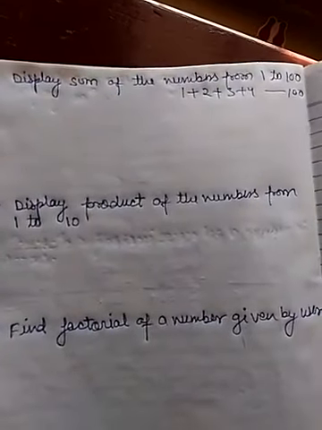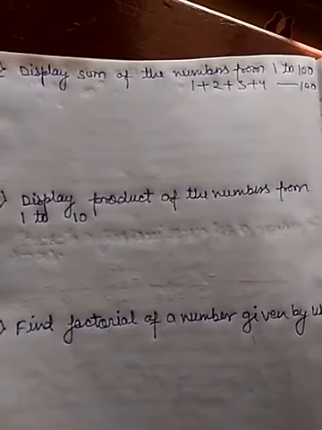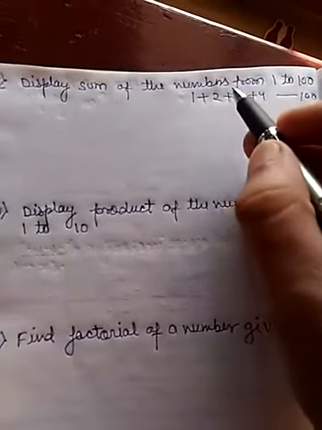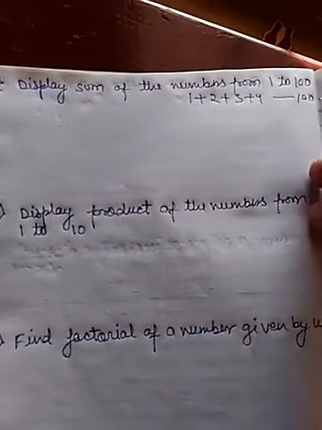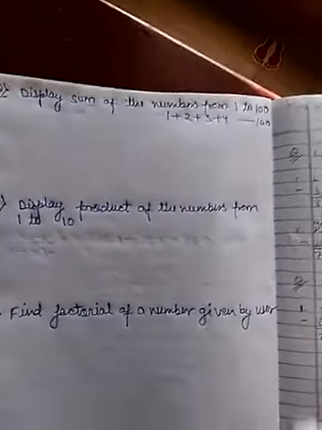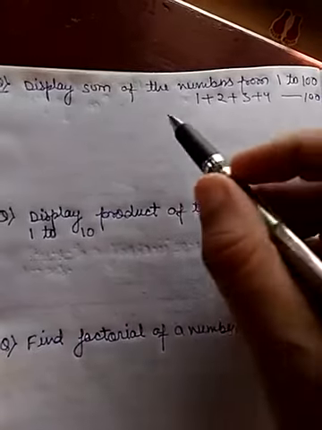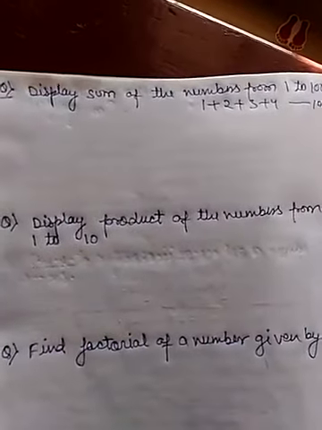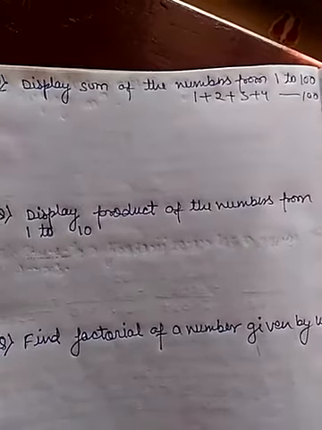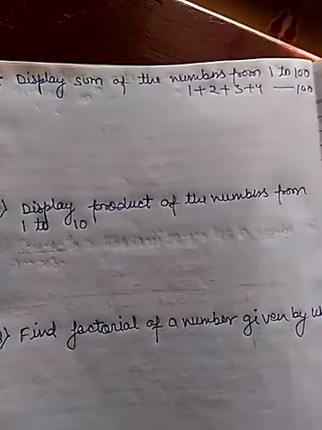Display the sum of the numbers from 1 to 100. Means in this question we are going to perform the sum of 1 plus 2 plus 3 plus 4 till 100. So let's begin, how we can do this. After seeing this question, first we need to identify whether a loop is required or not. As I have told you earlier, the repetition of work should be performed within a loop.